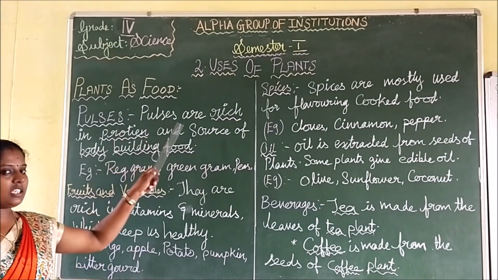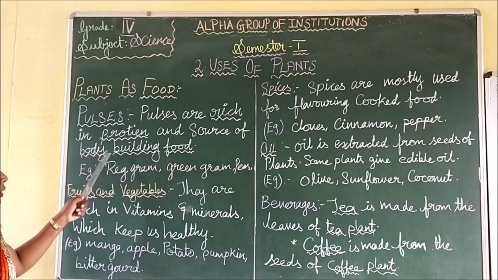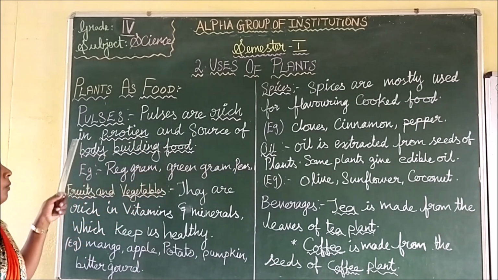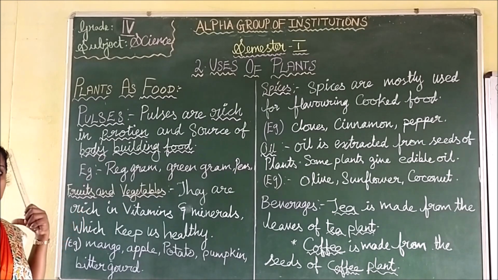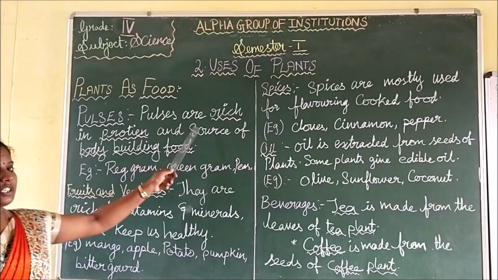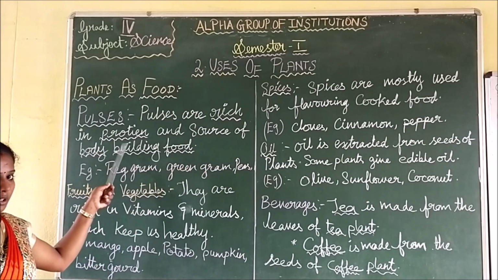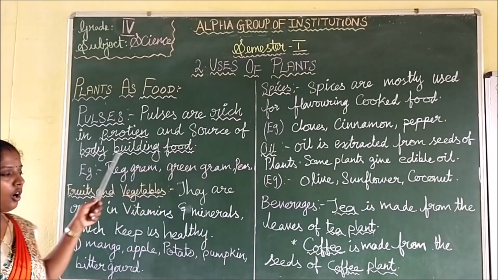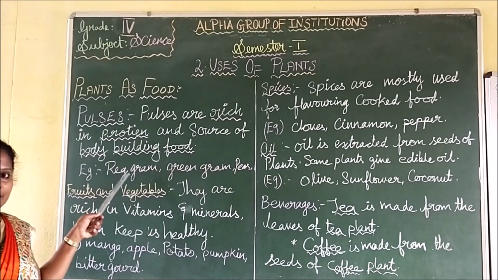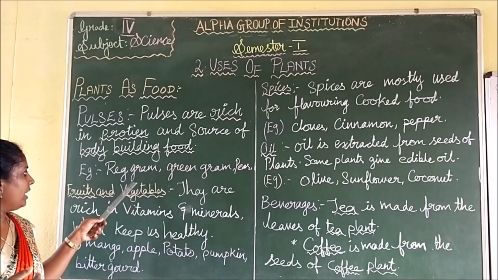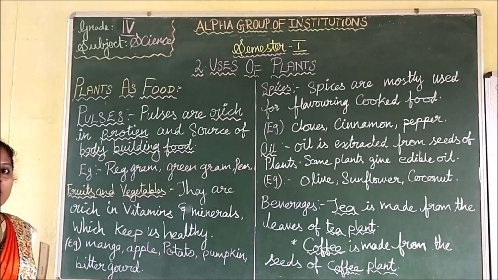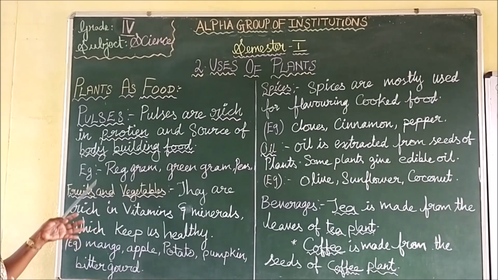So pulses are rich in protein. It is rich in protein and a source of body-building food. It gives more energy and builds our body. Examples: red gram, all types of gram, green gram, peas, etc. So these are examples of pulses.